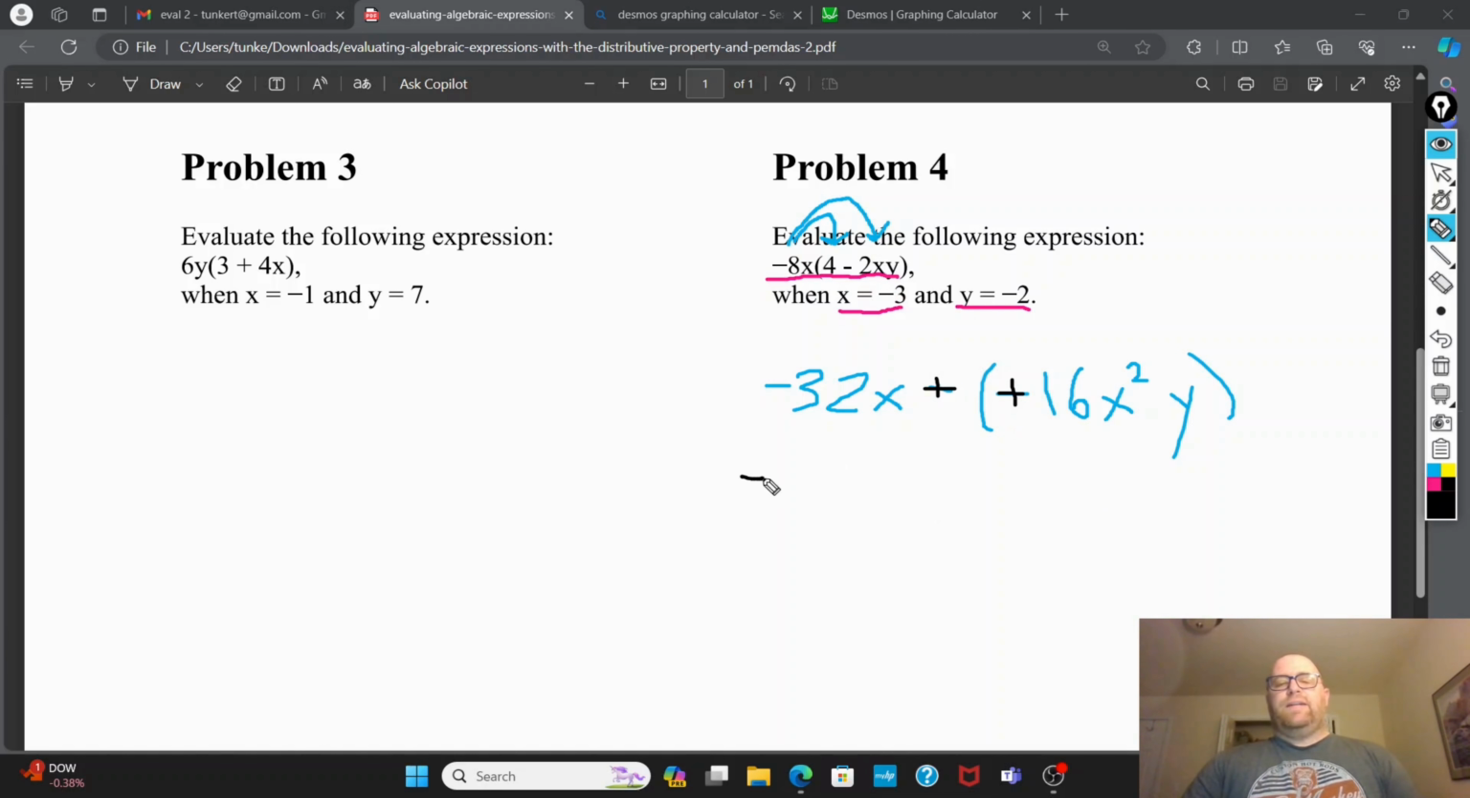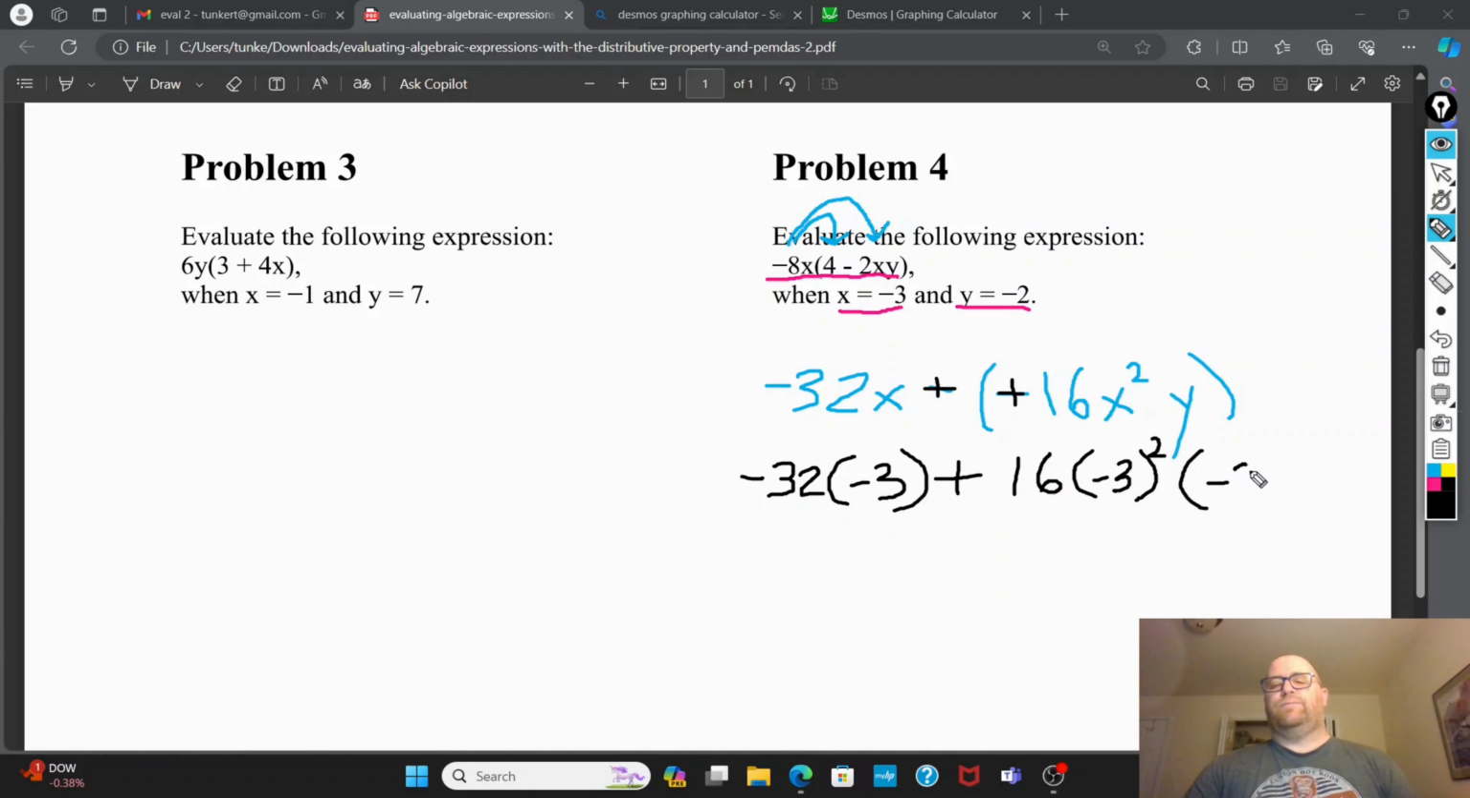Now I'm going to plug in. So I'm going to have negative 32 times negative 3 plus 16 times negative 3 squared times negative 2. So we're going to do the exponent first. Negative 3 squared is a positive 9. So we have 16 times 9 times negative 2.